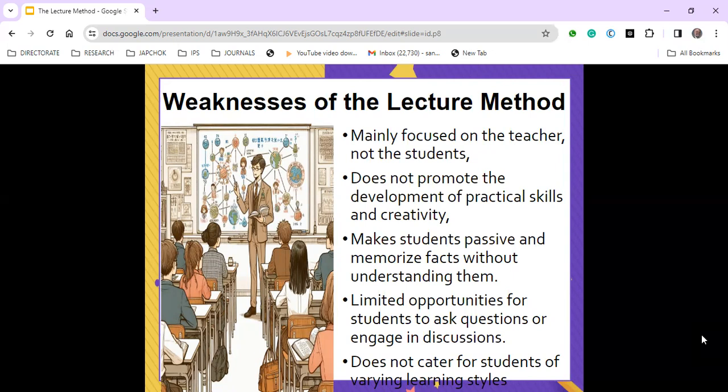And of course, it creates limited opportunity for students to ask questions or engage in discussions because the teacher wants to cover much within a short period of time. So interaction with the students or among the learners is not created. It also does not cater for students of varying learning styles. True, we have students with different learning styles. Some are visual, some are auditory, so the lecture method will not create that avenue for students that may not benefit from the verbal delivery of instruction.